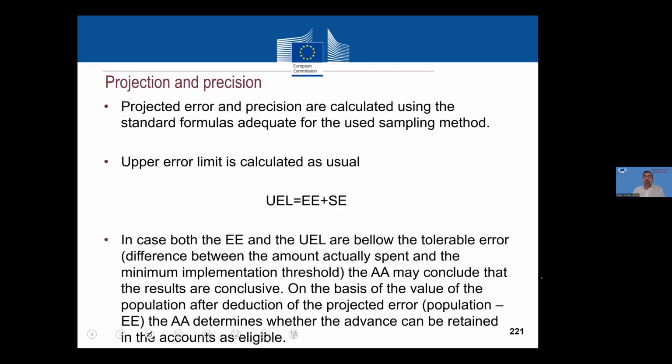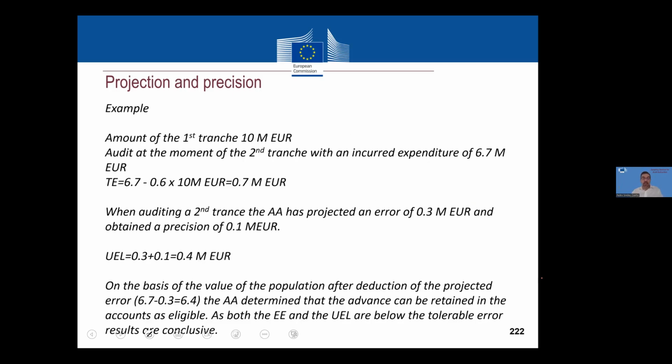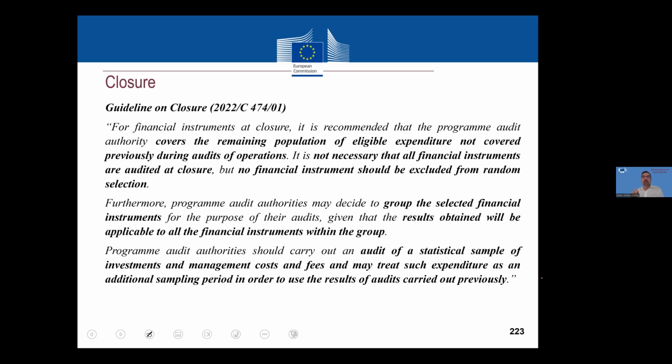The upper limit is calculated as usual. I would say nothing special to say here, just a final example of a situation where I have calculated both the projected error and the upper error limit, and we have concluded about the eligibility of the expenditure. So let's say nothing new in relation to what I've said before. So I would stop here.